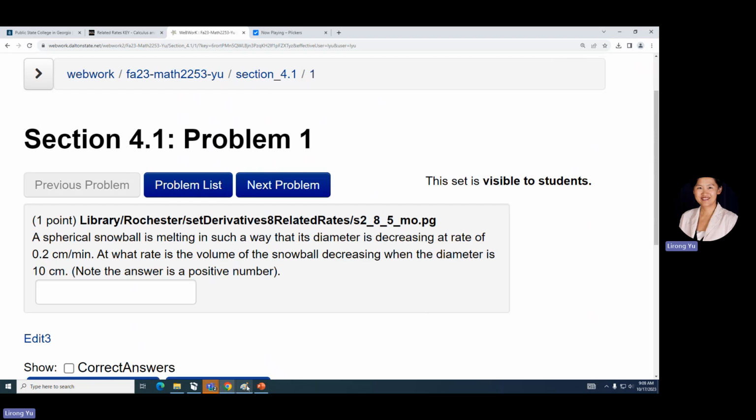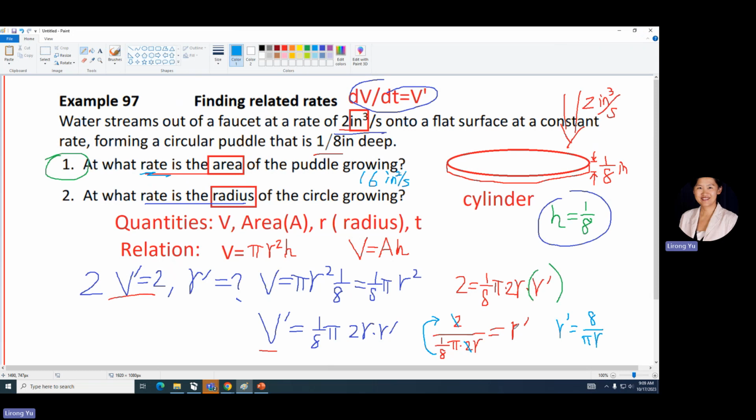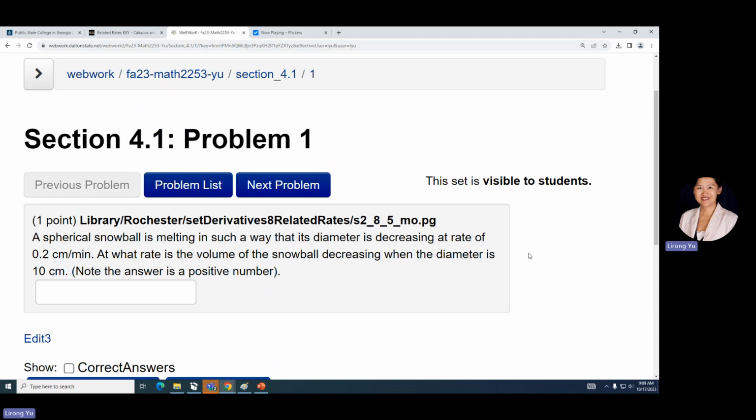In the example that we did, we were trying to find the rate of R, and we had the rate of volume, but we didn't have that R value, so we were missing a single number to reach our answer. But in this question we have both: the rate of the diameter and the actual diameter. To find the rate of the volume, we would first find the relation between the volume and the diameter, and then from there we're able to find the rate of the volume.